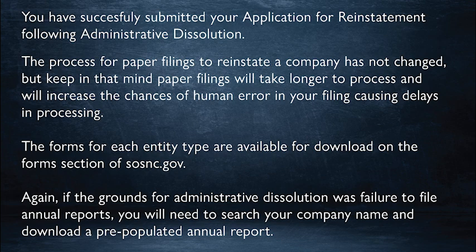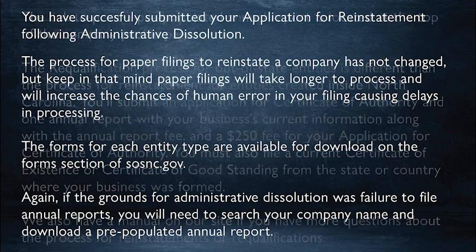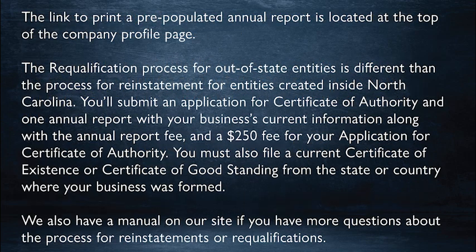The process for paper filings to reinstate a company has not changed, but keep in mind that paper filings will take longer to process and will increase the chances of human error in your filing, causing delays in processing. The forms for each entity type are available for download on the Forms section of sosnc.gov. Again, if the grounds for administrative dissolution was failure to file annual reports, you will need to search your company name and download a pre-populated annual report. The link to print a pre-populated annual report is located at the top of the company's profile page.